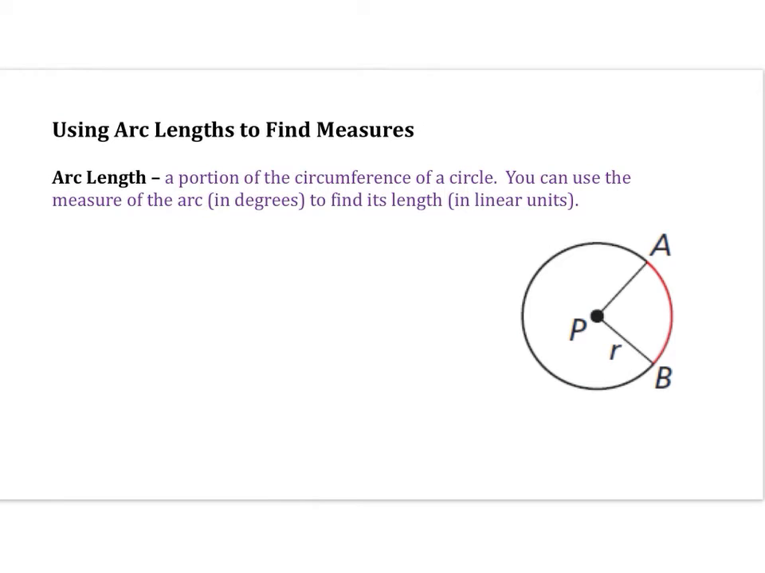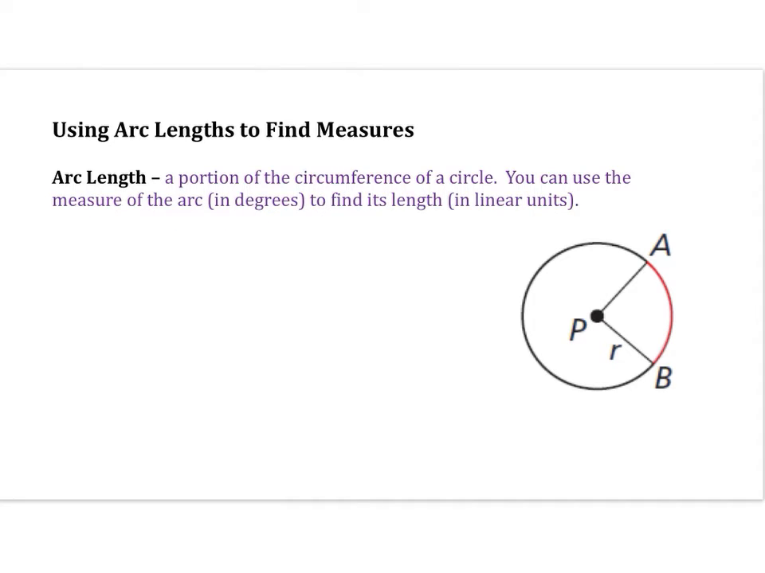Next, let's learn about the arc length. It's a portion of the circumference of a circle. You can use the measure of the arc in degrees to find its length in linear units. This is a very important new vocabulary word. We've dealt with arc measure. Key word here is measure in our previous unit involving circles, and it's always measured in degrees. Arc's measure is in degrees.